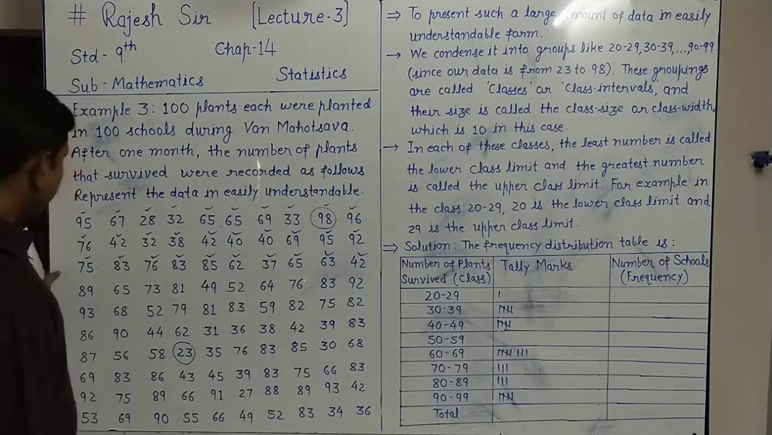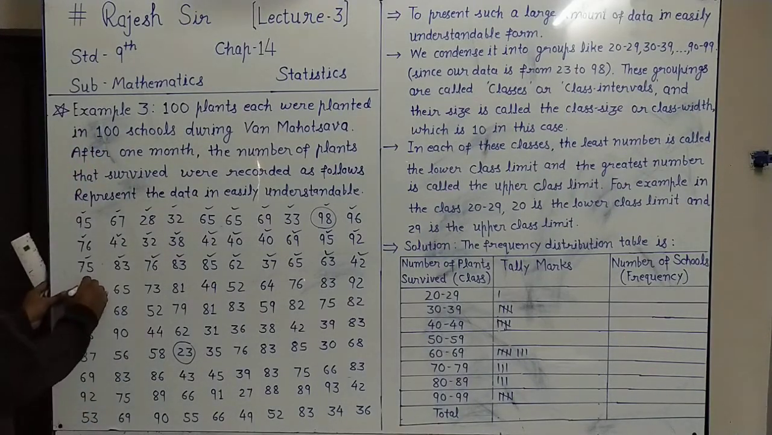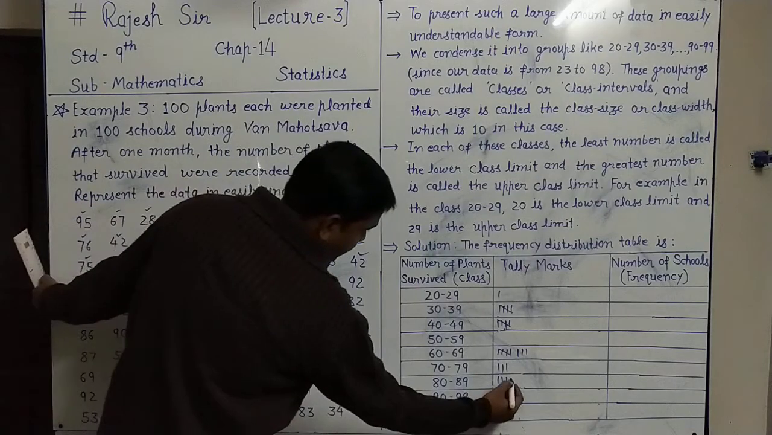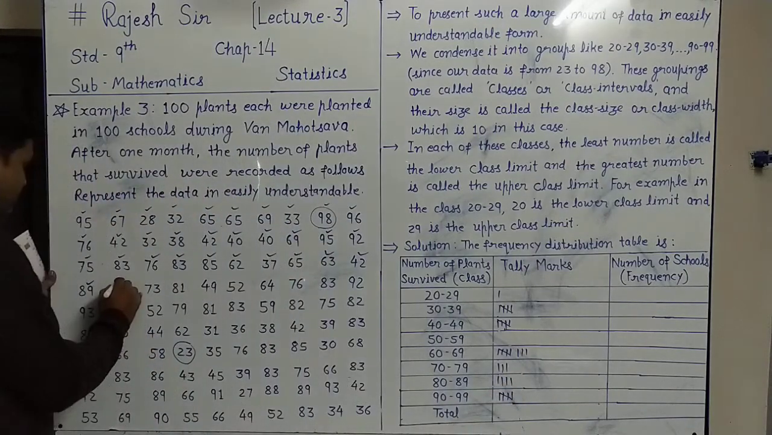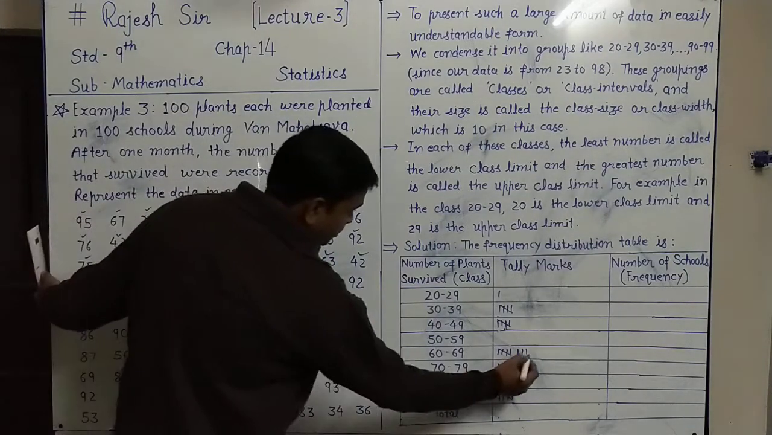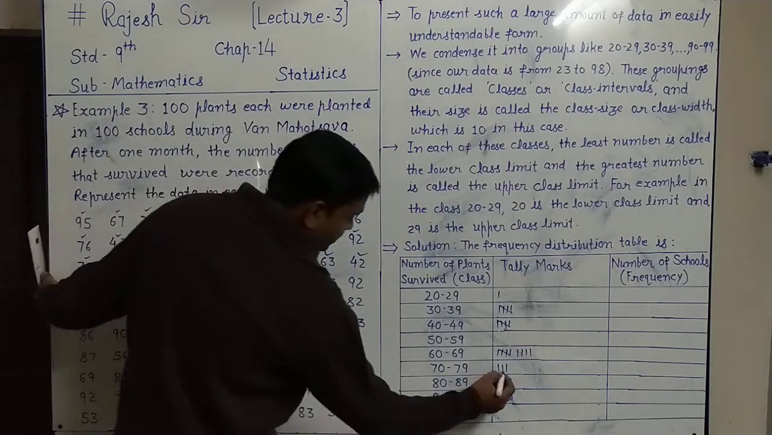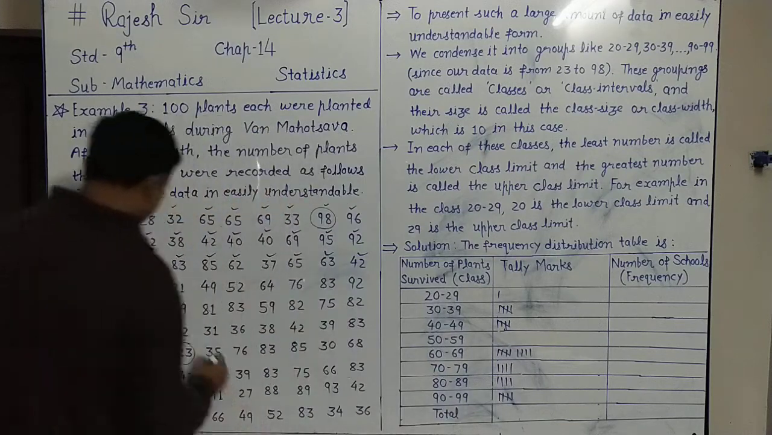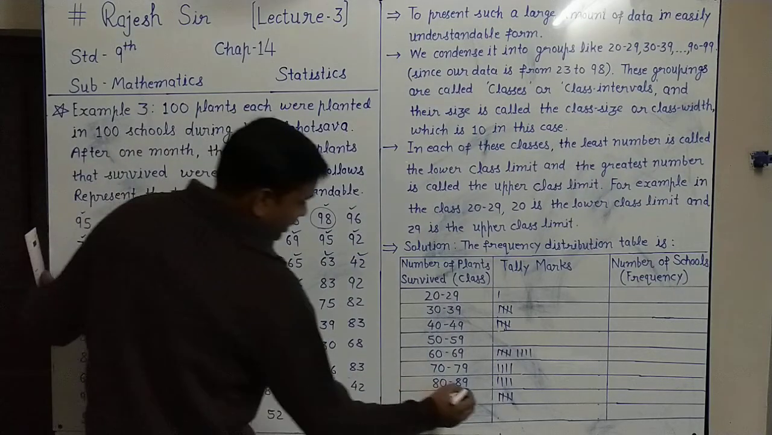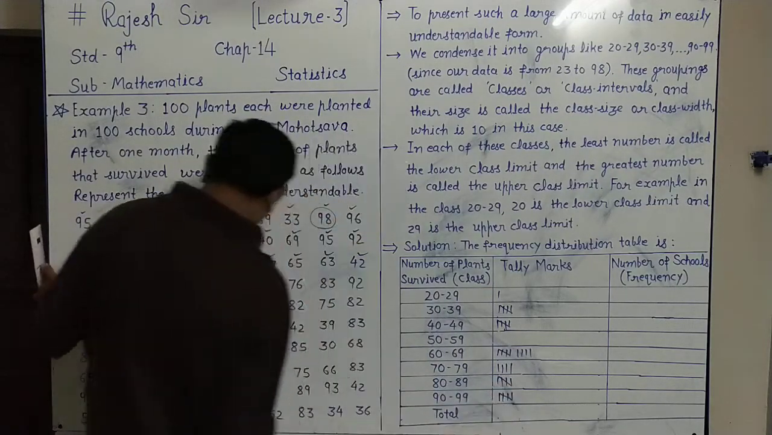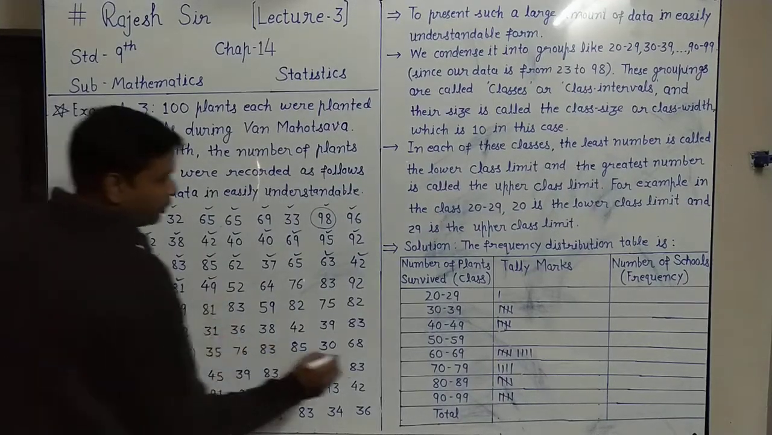Third row is completed. Now the fourth row: 89 is in 80 to 89. 65 is in 60 to 69. 73 is in 70 to 79. 81 is in 80 to 89. Fifth one this way. 49 is in 40 to 49.